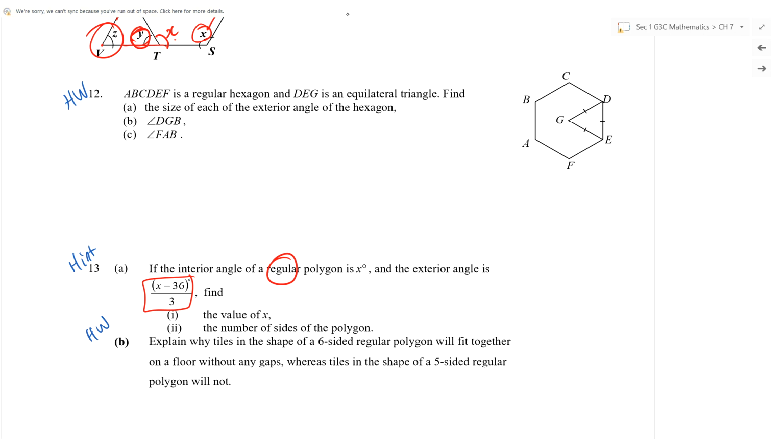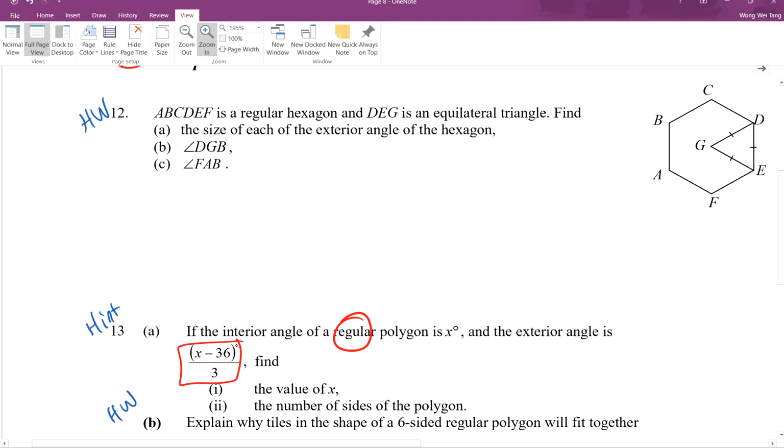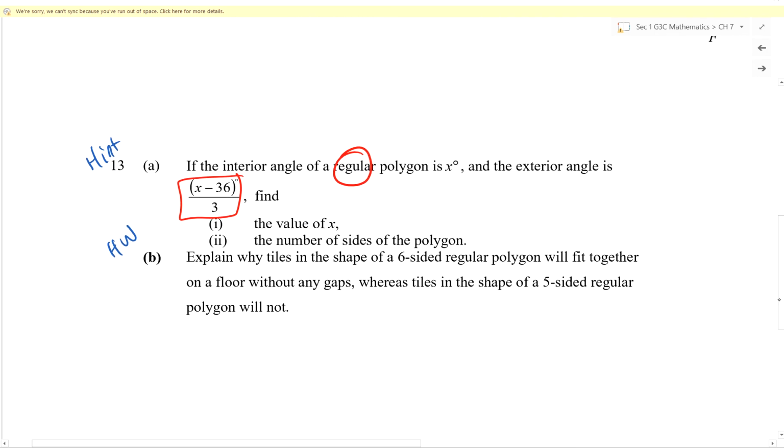So that is the hint for you. We are going to add these two and equate them to be 180 degrees. That is the relationship. To solve for part 1, we have to start off this way: x plus (x minus 36) divided by 3 equals 180 degrees.